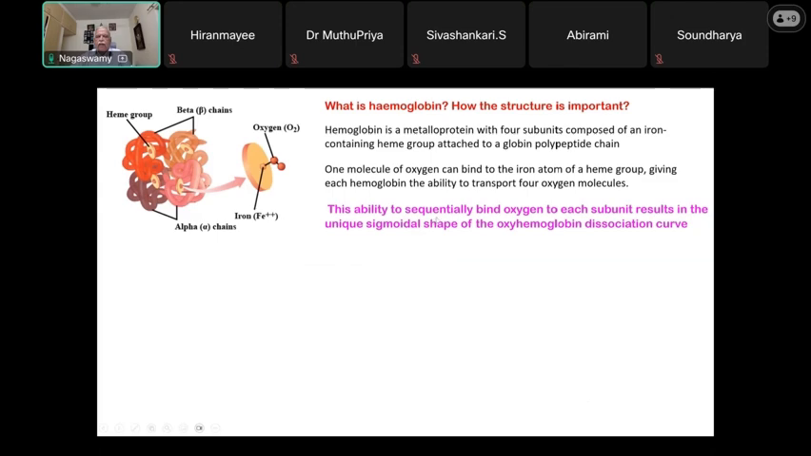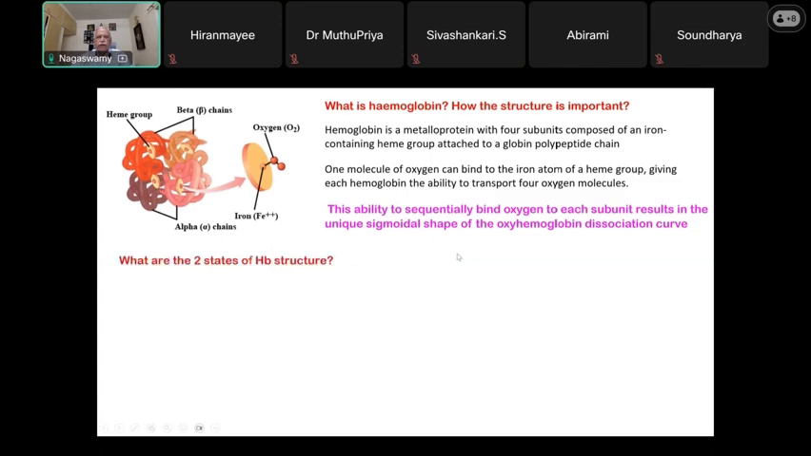And the ability to sequentially bind, that is, if one heme binds to oxygen, it will facilitate the binding of oxygen to the second heme moiety, then that will facilitate binding with the third and fourth. This is called positive cooperativity, or cooperative binding. Very good. So that also gives the unique sigmoid shaped oxyhemoglobin dissociation curve.